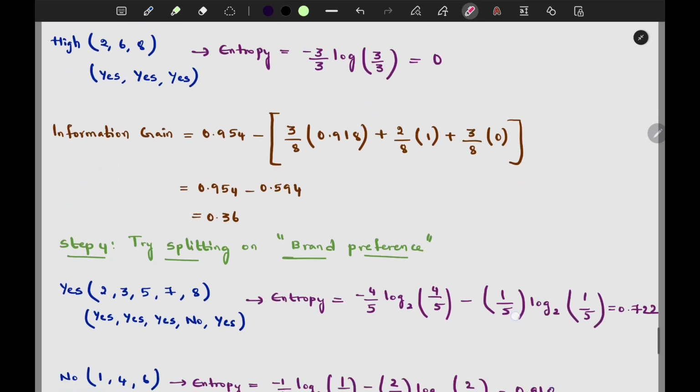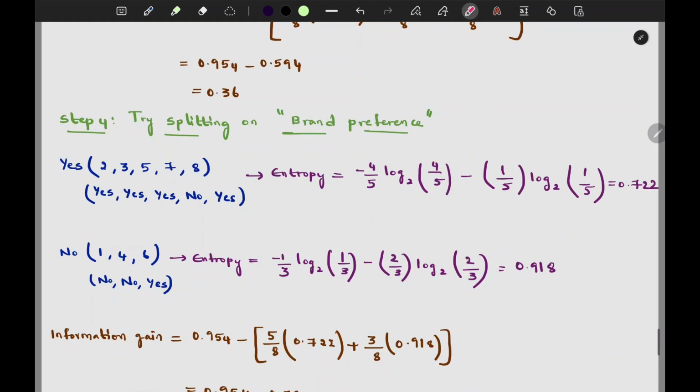Now again we are having another feature, which is the brand preference, yes or no. So I'm having these IDs, like ID 2, ID 3, ID 5, 7, 8, as yes classification. And for no I'm having 1, 4 and 6. So this is the overall classification, like whether the person with ID 2 has bought the laptop and the person with ID 3 has bought the laptop. Similarly, person 7 hasn't bought the laptop. So this is the classification. Don't confuse here: this is the feature for the brand preference and this is the overall classification.